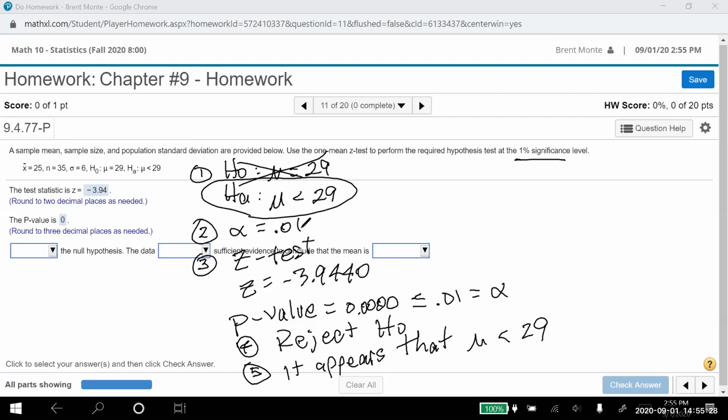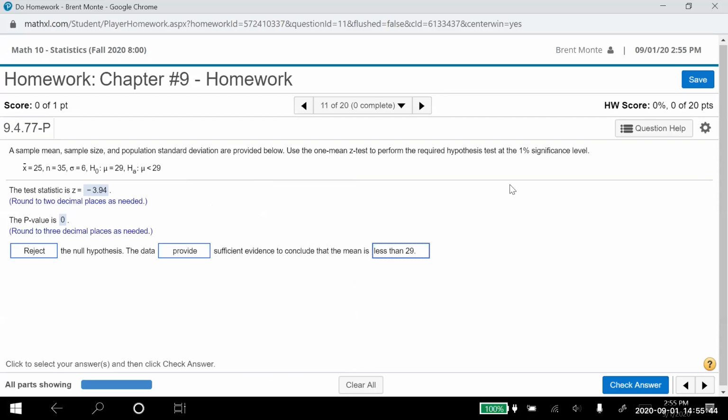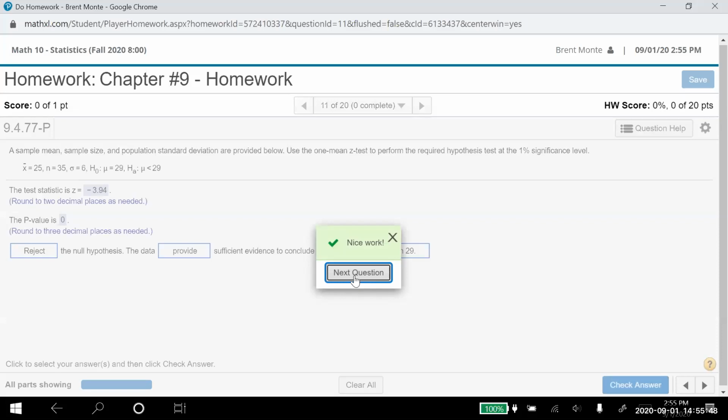Let's see how they do it here. They're going to say, reject the null hypothesis. The data provides sufficient evidence to conclude that the mean is less than 29. And there's my conclusion. We'll get rid of all this so you can see it. And we'll check our answer. And yay, we get the right answer. Okay, so that's it. Let's do another example where we actually have the data.